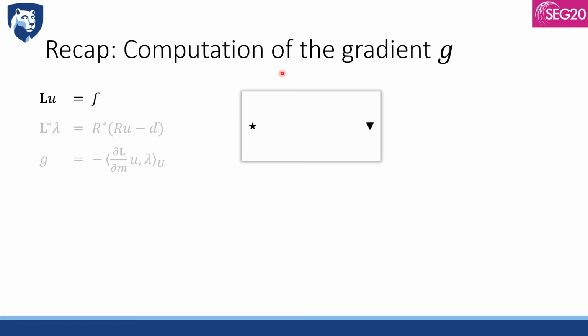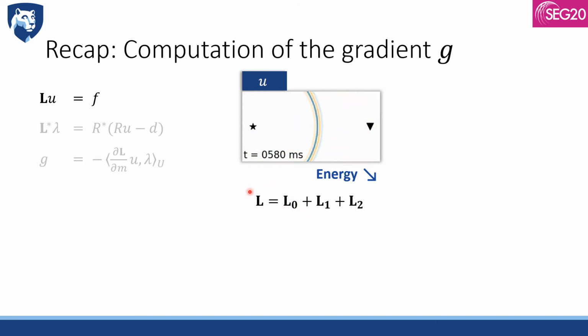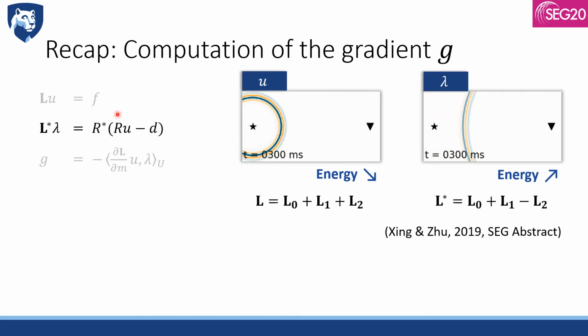For example, in the 2D model, we have a source and a receiver. Using this equation, we can simulate the forward wave field with the propagator L. We have the dispersion captured by L1 and the dissipation captured by L2, which leads to the reduction of the total energy. The second equation describes the adjoint wave field. L star is the adjoint of L, lambda is the adjoint wave field, and D is the observed data. R is a sampling operator that samples the wave field U at the receiver, so its adjoint R star becomes a zero padding operator. In other words, this right-hand side, or the so-called adjoint source, has only non-zero values at the receiver.